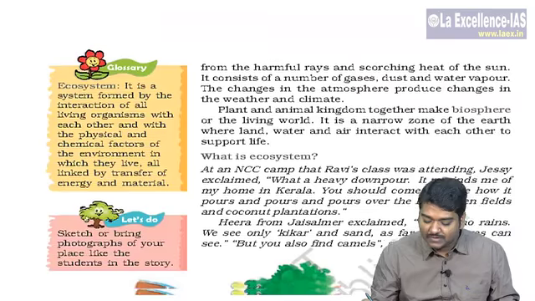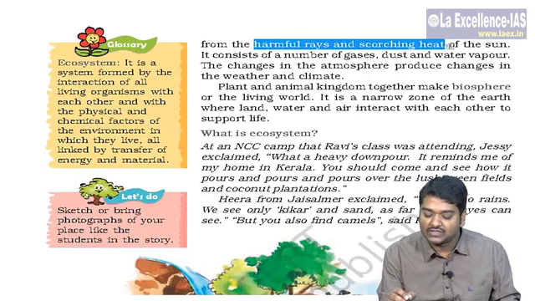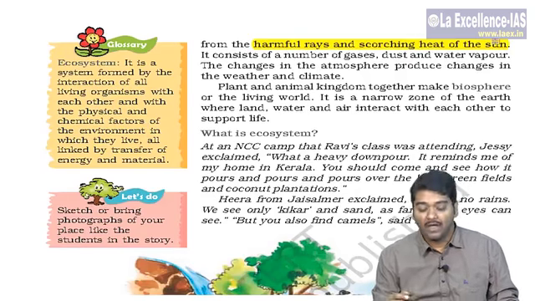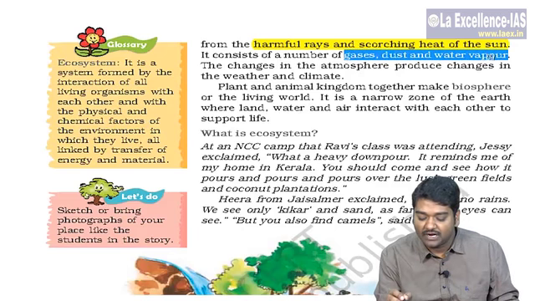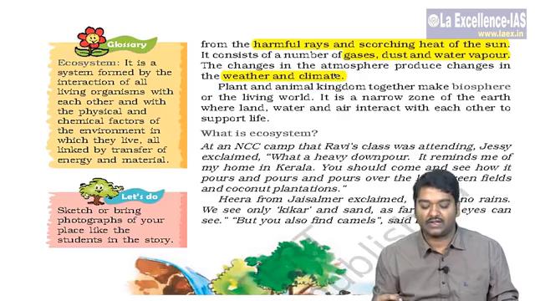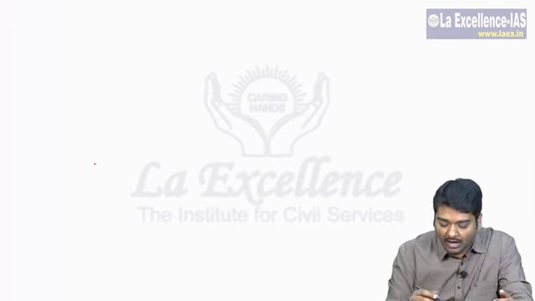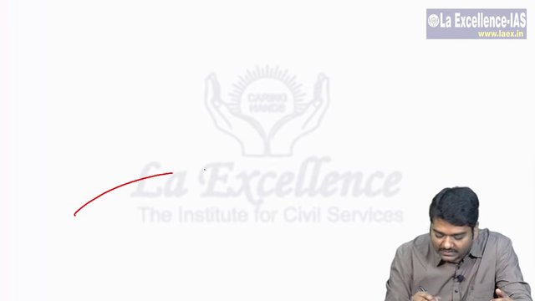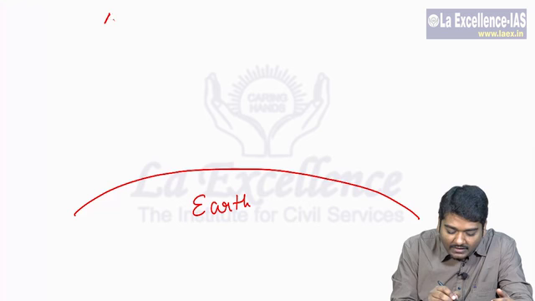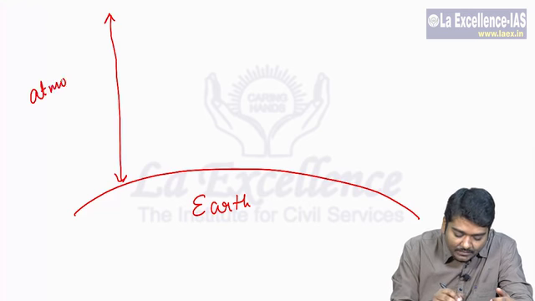And let me see, before explaining some concepts, it helps us from the harmful rays and scorching heat of the sun. It consists of gas, dust and water vapor, and these are responsible for weather and climate. Right? So let me just explain what exactly it is talking about. If I am considering the Earth's surface, and the air above it, that is actually called the atmosphere, correct?